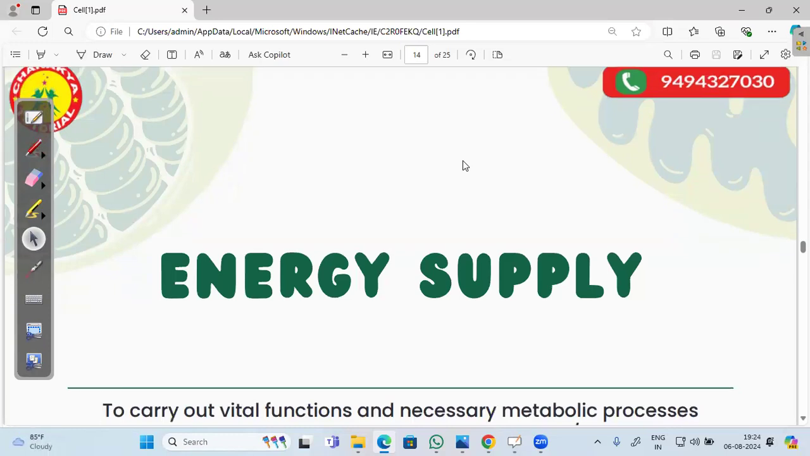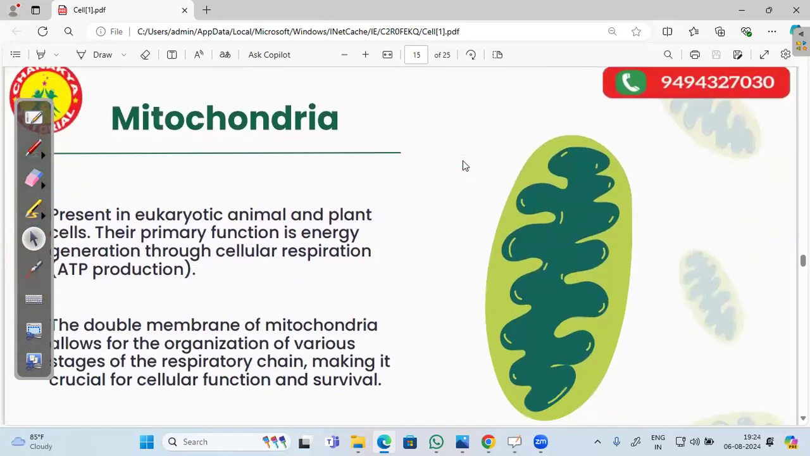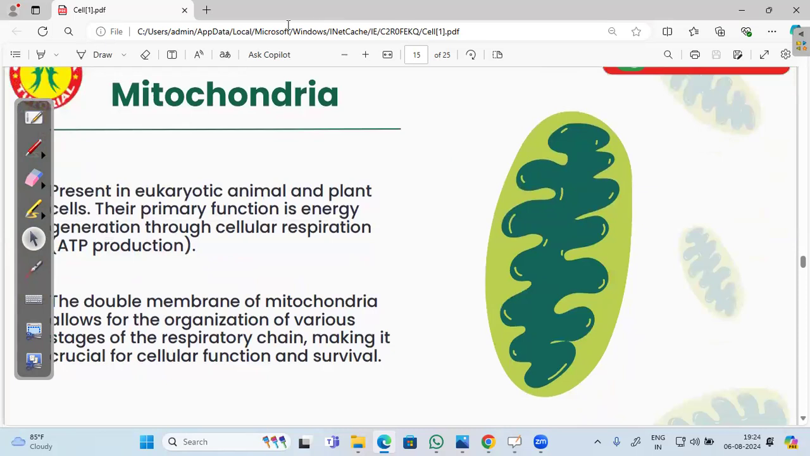So definitely now we are going to study the mitochondria. We have studied this earlier, so just giving it a quick review. See, what name is given to these foldings? Cristae. Cristae, very good. These foldings are called cristae, and this is also a double membranous structure.